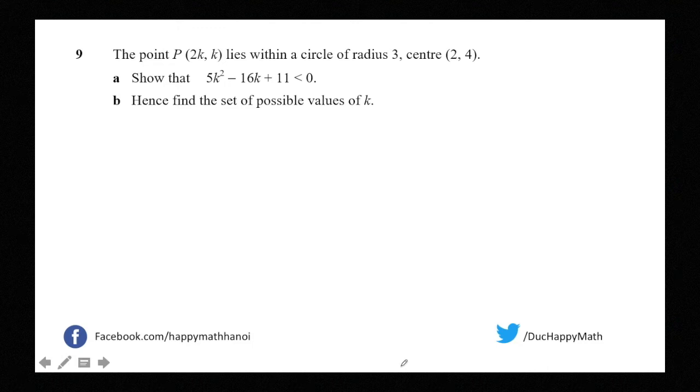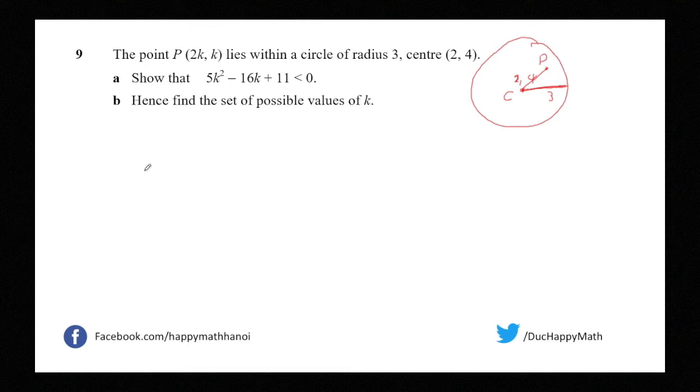Question 9. The point P lies within the circle with radius 3 and center 2 and 4. So the radius of the circle is 3. A point within the circle means the distance between the center and the point will be less than the radius. So the first thing I want to check is the formula of the distance and the radius. We call the center C and the point here is K.